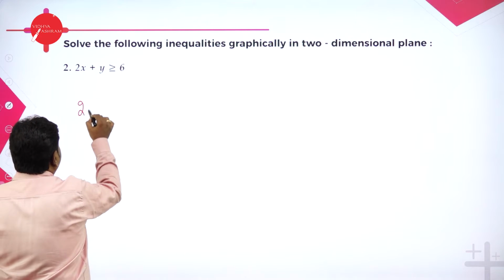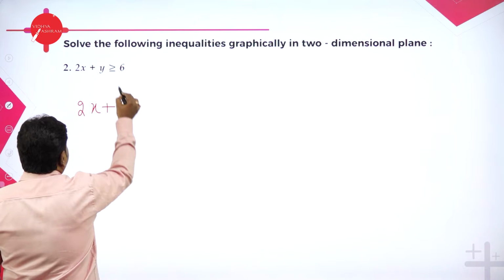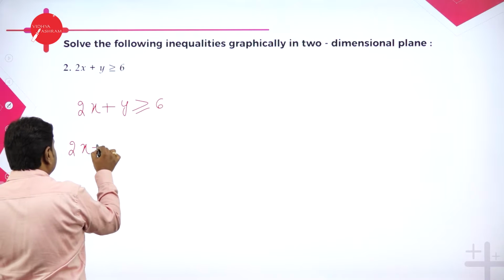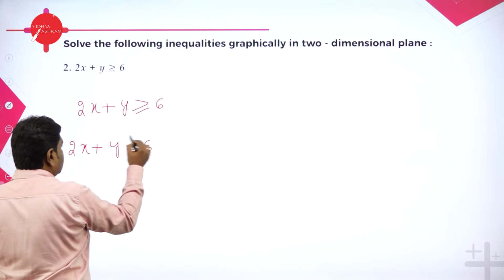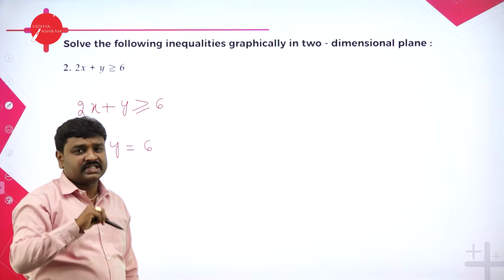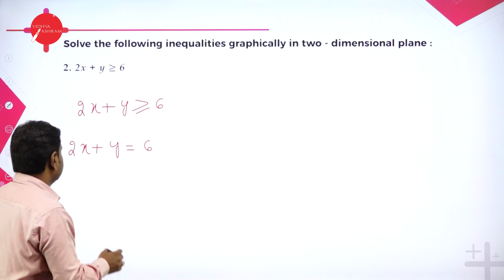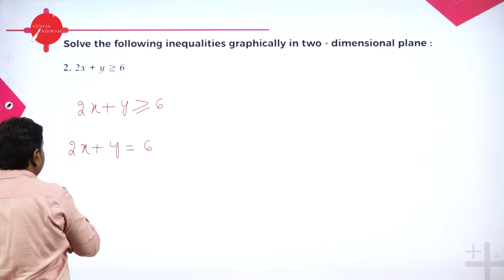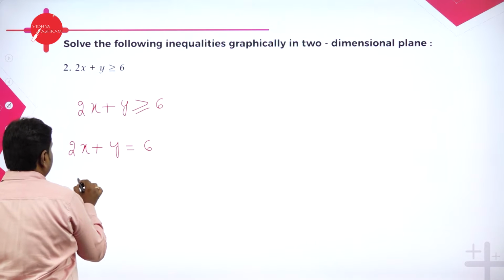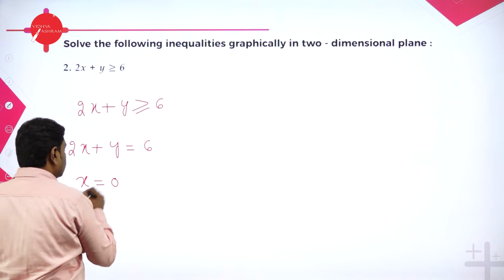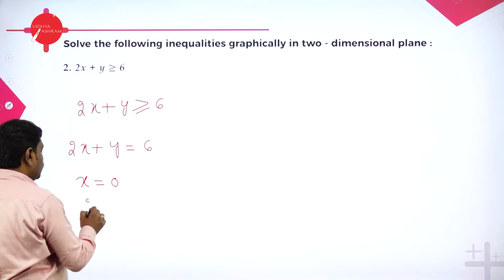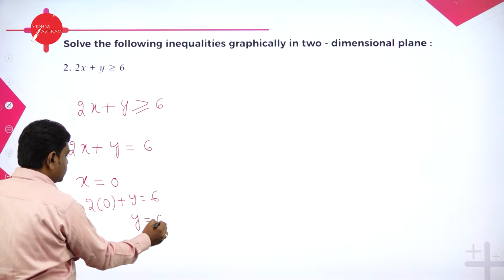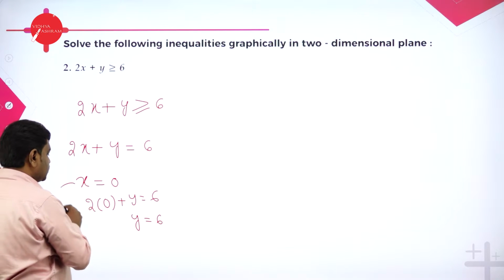So 2x plus y is greater than or equal to 6. Take 2x plus y equal to 6. As usual, first find the point on the y-axis, then the point on the x-axis. Put y equal to 0, you'll get the point on the x-axis. Put x equal to 0, you'll get the point on the y-axis. So first I'll take x equal to 0. Then 2 into 0 plus y equals 6, so y equals 6. When x is 0, y is 6.